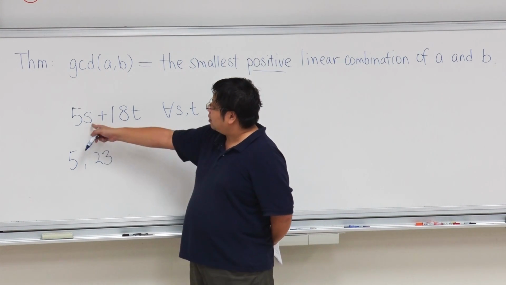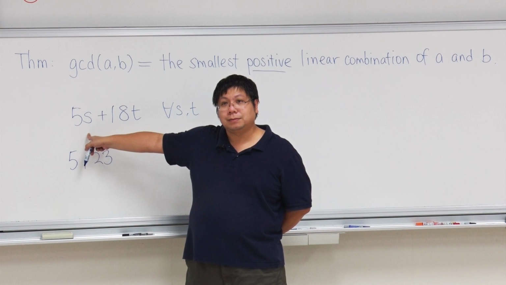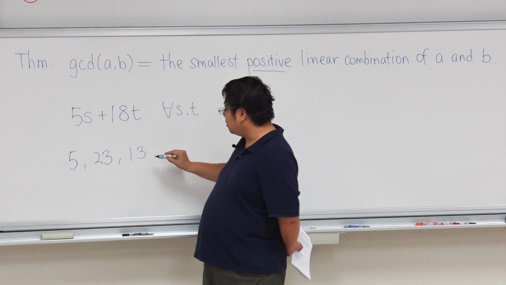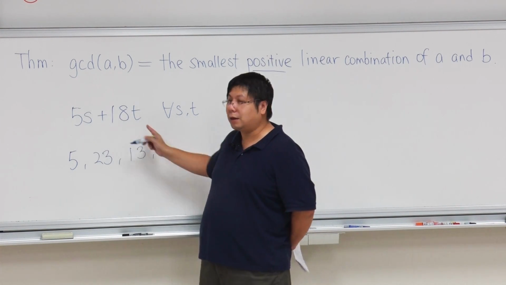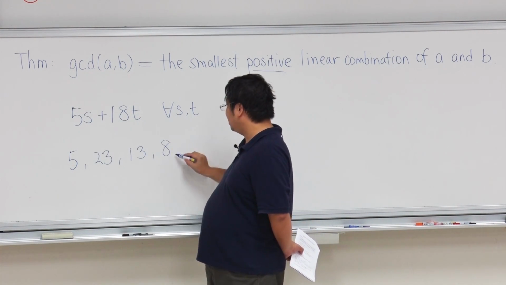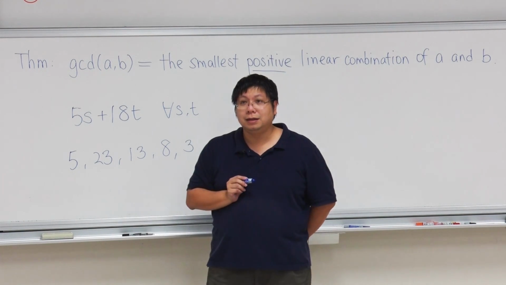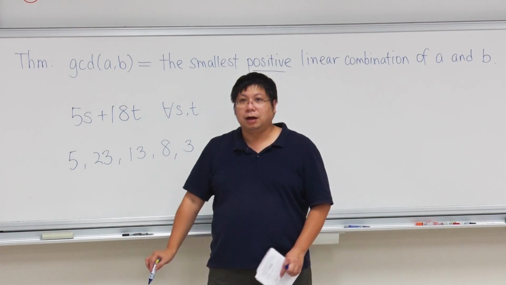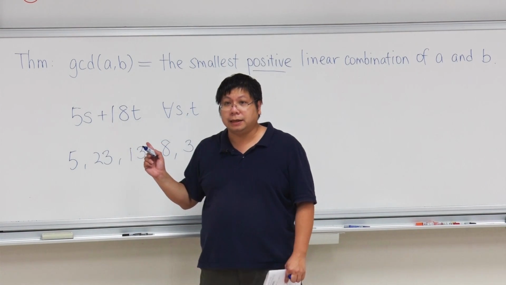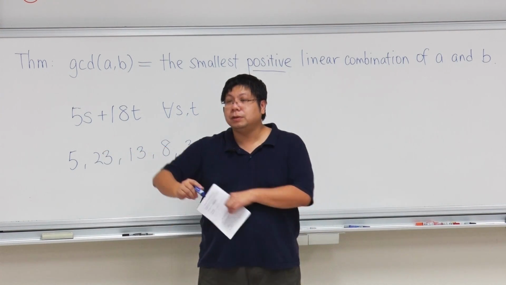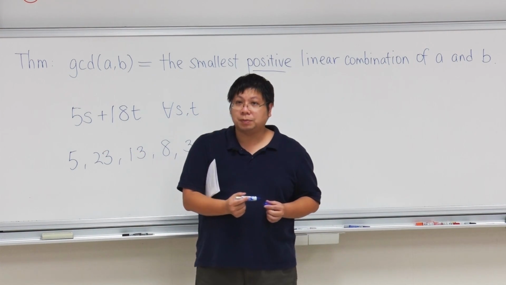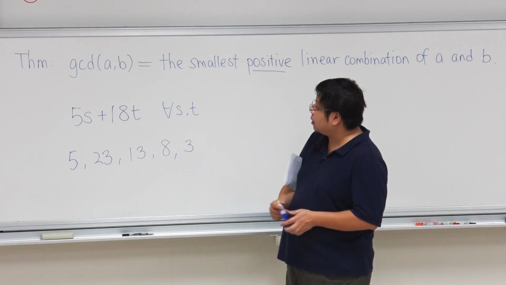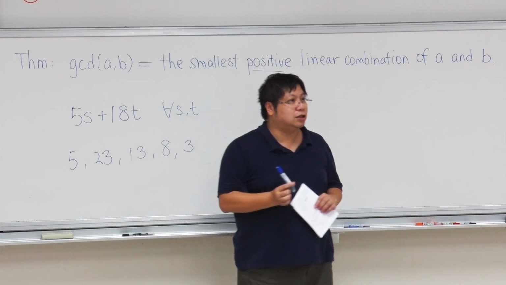But we can also put minus 1 here, so we will get 13. And then if I put minus 2 and 1 here, then I will get 8. 8 is also one. We will also get 3. So we will get many linear combinations of this 5s plus 18t. But among all the possible linear combinations, the smallest positive one will be the GCD. So it turns out that for 5 and 18, the GCD is equal to 1.